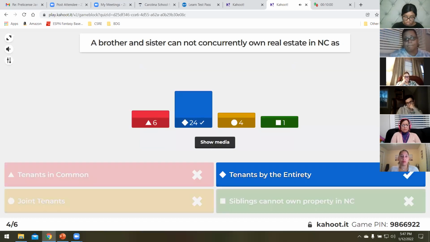Brother and sister cannot concurrently own real estate in North Carolina as tenants by the entirety. Why? Tenants by the entirety is set aside for married people. In North Carolina, brother and sister can't be married because, ew. So they can own as joint tenants, they can own as tenants in common, but they cannot own as tenants by the entirety. That's only for married people. Questions on this one? Maybe in other states, but not here.